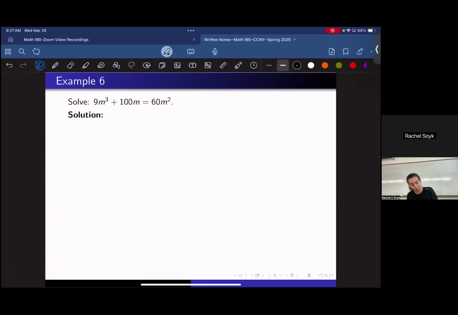So once again, we want to move everything to that left-hand side, and we've become quite good at this point. So essentially, we're looking at 9m to the third minus 60m squared plus 100m is equal to 0. Can we pull out a greatest common factor? We can indeed. Let's pull out m. And when we do, we're left with 9m squared minus 60m plus 100 is equal to 0.